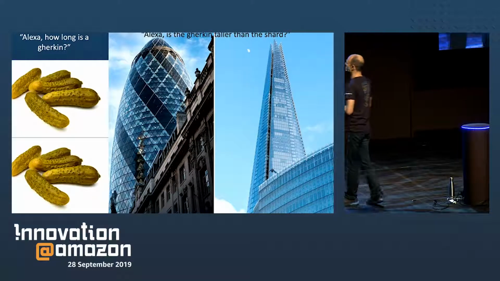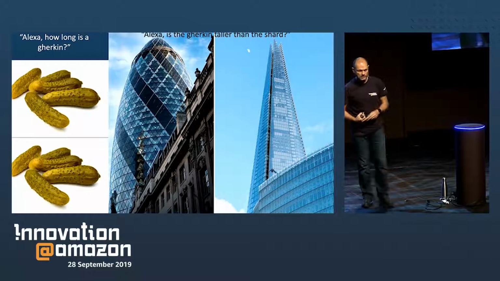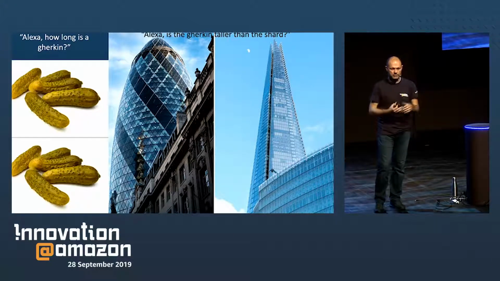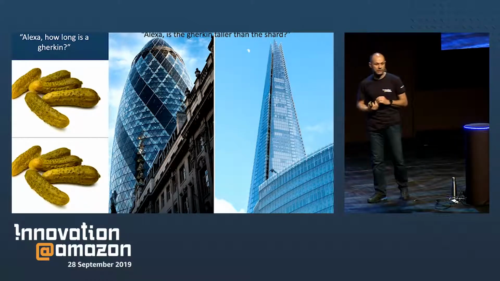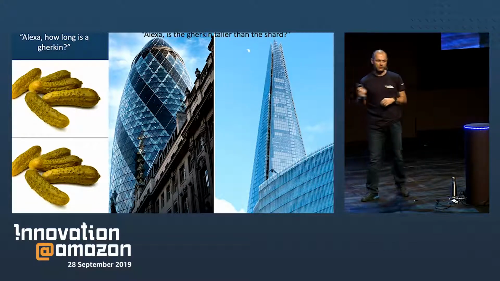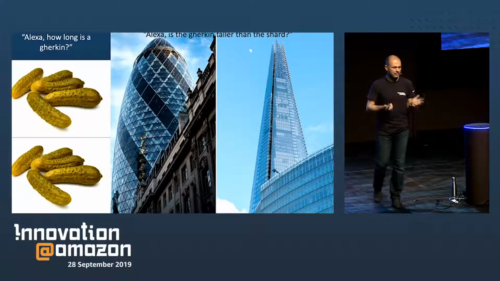So you could see that there is lots of ambiguity in how we speak, and it's very natural again for us, depending on the context and which situation we are in. We immediately know what we are talking about, but for Alexa, she needs to have this contextual understanding. So if, for example, she's in the UK, she may actually prefer to interpret gherkin as more about the building, not the pickle.